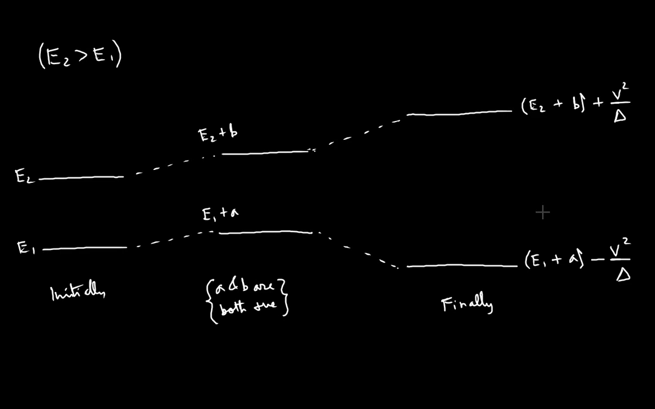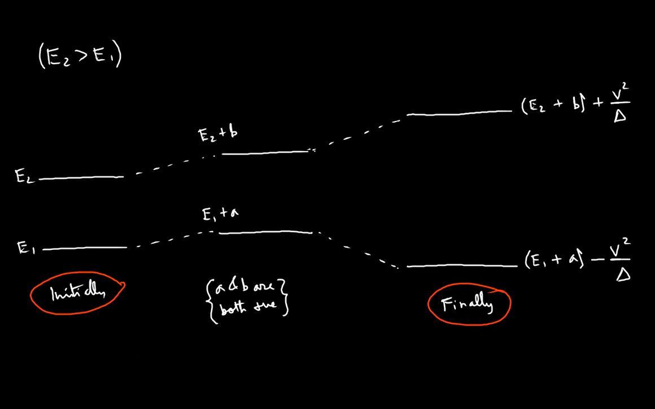So you can say that the diagonal elements A and B of the H prime matrix basically shift E1 and E2, and then the off-diagonal elements, basically V, further shift E1 and E2, and we get this overall picture. So this is initially and this is finally. Okay, so this is the scenario.